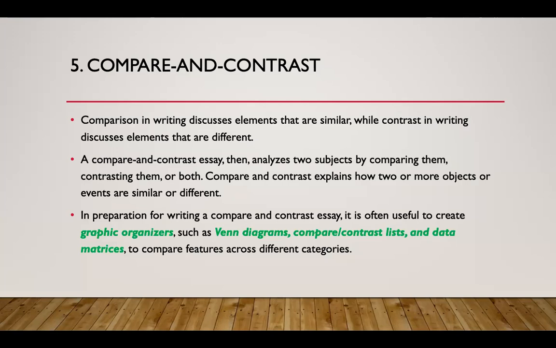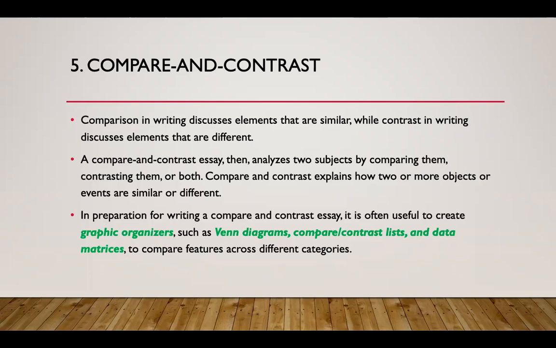The next, fifth method is the compare and contrast method for arranging sentences or information. Comparison in writing discusses elements that are similar, while contrast in writing discusses elements that are different. A compare and contrast essay analyzes two subjects by comparing them or contrasting them or both. Compare and contrast explains how two or more objects or events are similar or different.